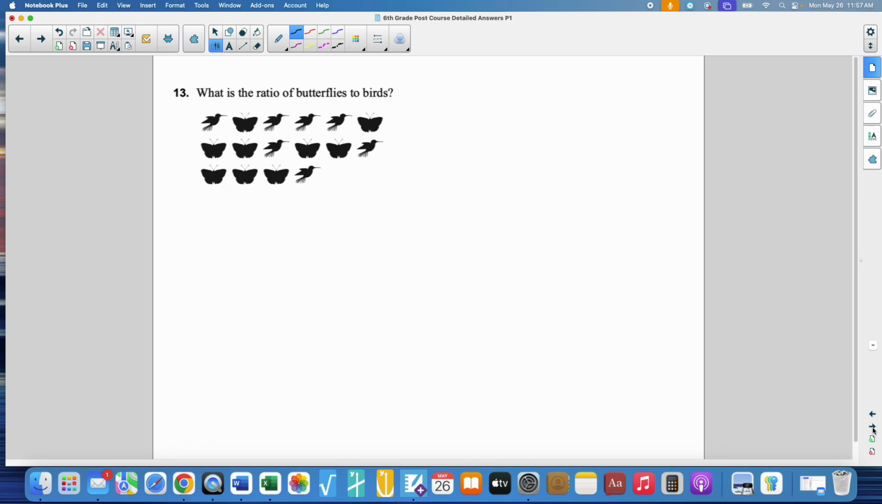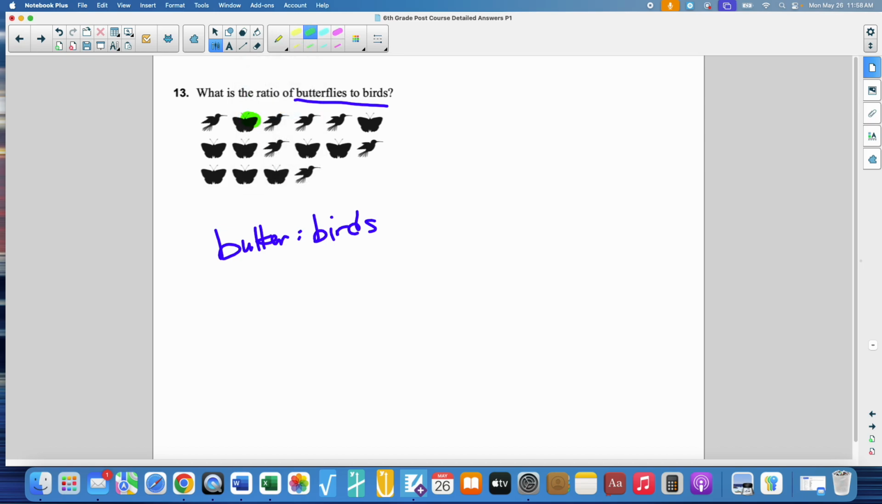What is the ratio of butterflies to birds? So the key, you have to be very aware of this. This is the attention to detail. It is butterflies to birds. Let's do butterflies to birds. So we can write it as a ratio using a colon. So how many butterflies? Let's take a peek here.